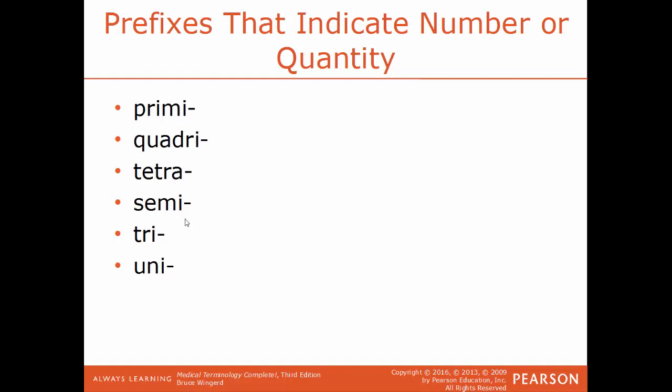Semi means half. A semicircle is a half of a circle. Tri means 3. Think of a tricycle has 3 wheels. And uni means one. So a unicycle would have one wheel.